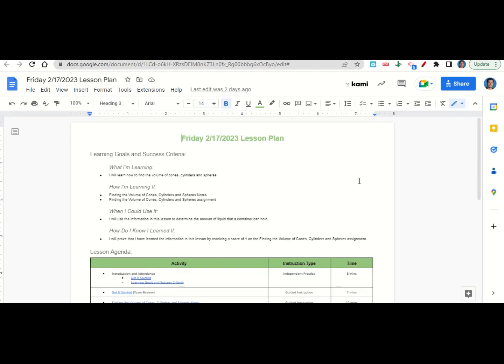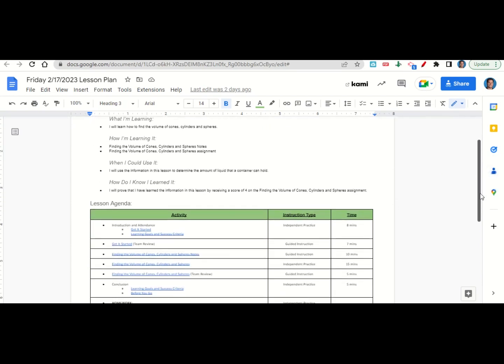First, what are we learning? We're learning how to find the volume of cones, cylinders, and spheres. How are we learning it? Through the finding the volume of cones, cylinders, and spheres notes and the finding the volume of cones, cylinders, and spheres assignment. When can we use this information? To determine the amount of liquid a container can hold. How do you know you learned it? By getting a score of 4 on the finding the volume of cones, cylinders, and spheres assignment.